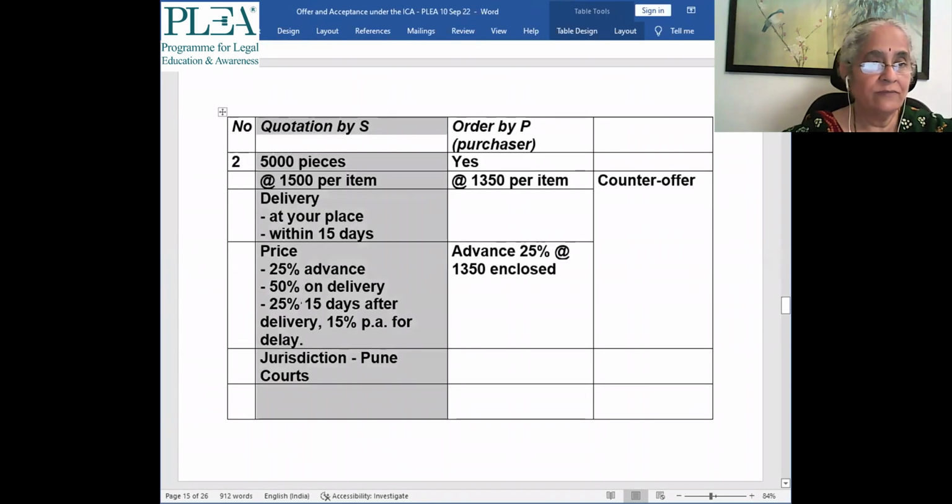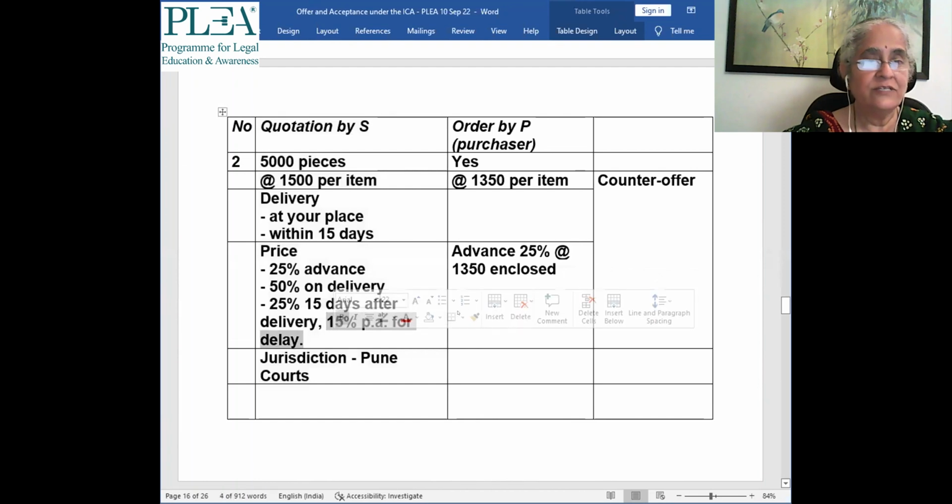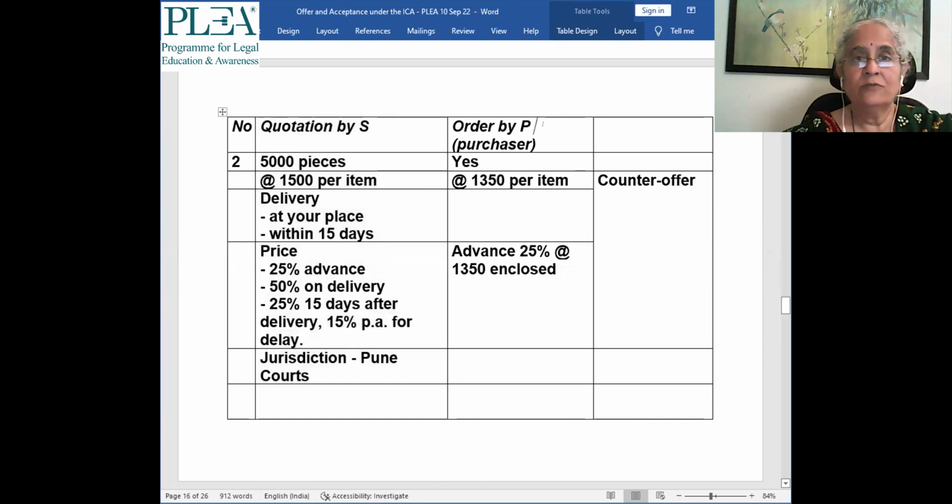Let us look at the second one. The same quotation, right? I've just added this 15% interest. What does the proposee, the purchaser, say? He says yes. And he says, I will buy it at 1350. And on the basis of 1350 per item, whatever is 25%, he makes out a check and sends it. Is there a contract? No. What the proposee has done is that he has made his own proposal: I will buy this at 1350 per item. Will you sell me? So this becomes a counter offer or a counter proposal.